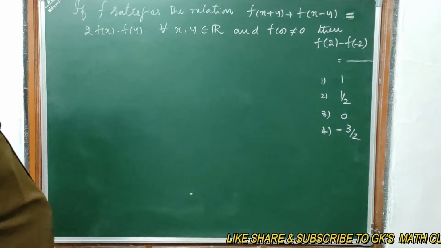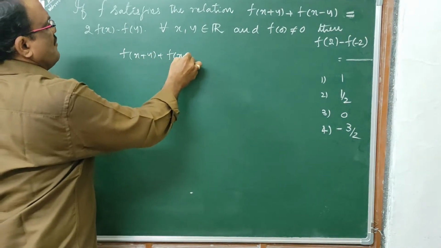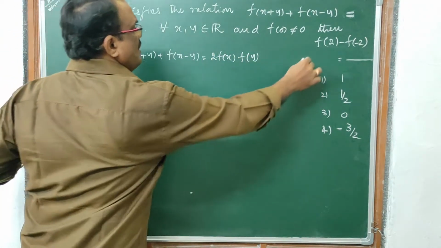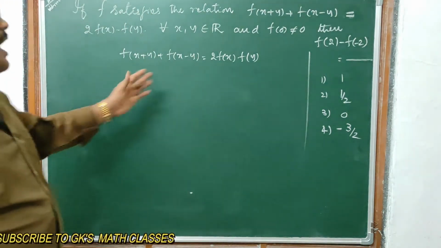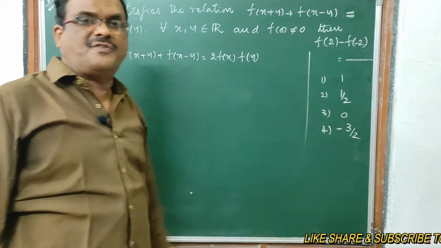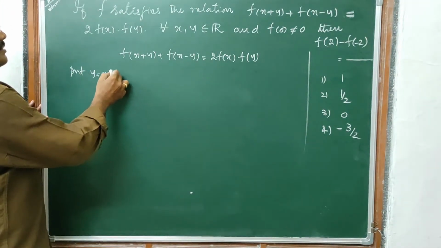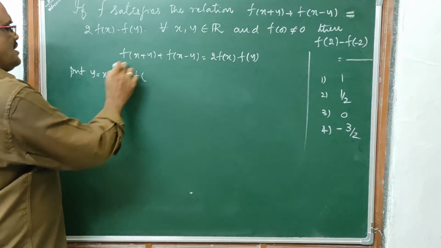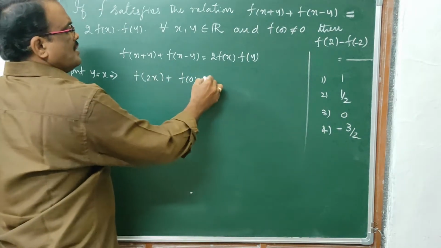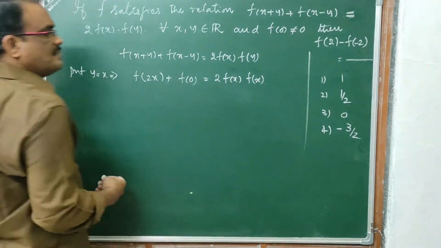If f satisfies the relation f of x plus y plus f of x minus y is equal to 2f of x into f of y, that is the question. And given f of 0 is not equal to 0, then find the value of f of 2 minus f of minus 2. Okay, here put y is equal to x. What happened? x plus x is 2x, x minus x is 0, is equal to 2f of x into, instead of y, we are substituting x, f of x.